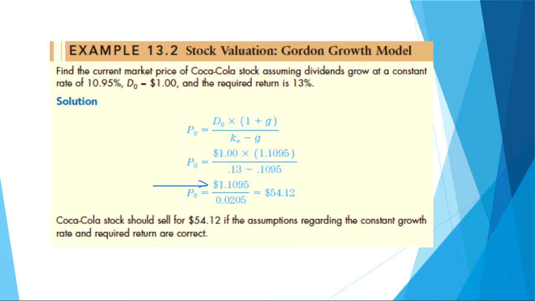So in this case, of course, the dividend is 1.1095. Okay, and we need to divide by the required return minus the G rate. So the required return is 13%, G is 10.95%, right? So we divide it by 2.05%. So the price of this stock is 54.12, right? Basic calculation. So we did it with this constant growth rate model.